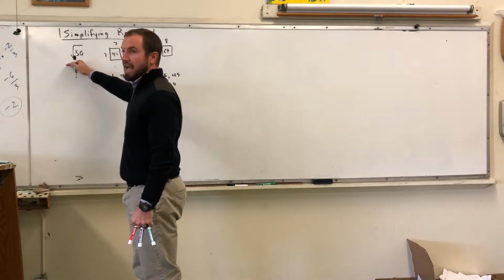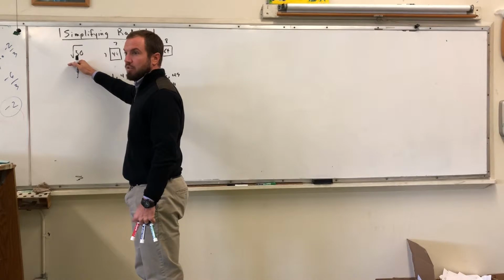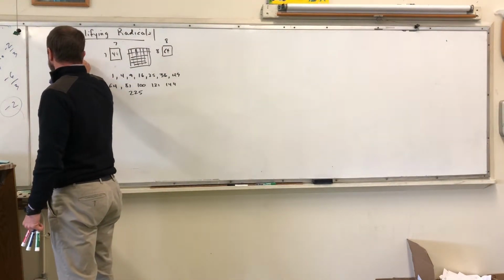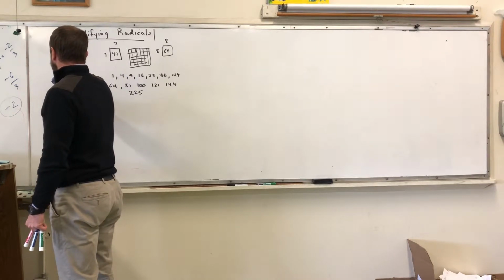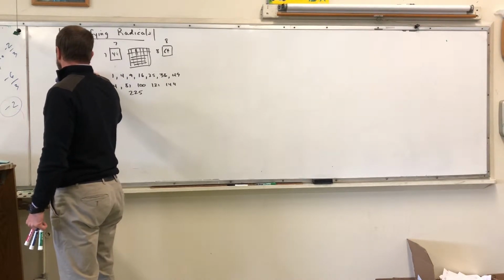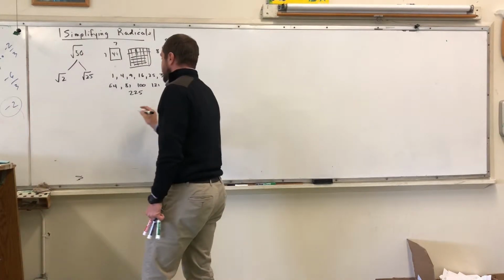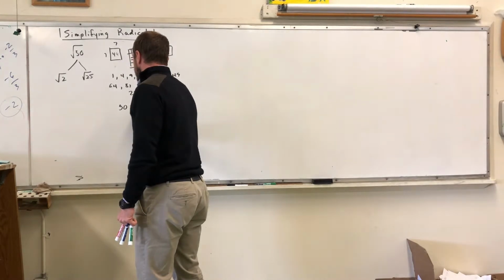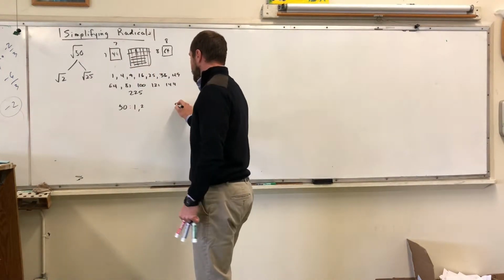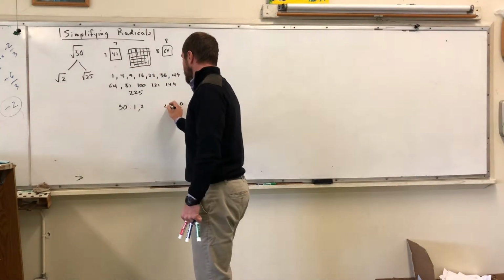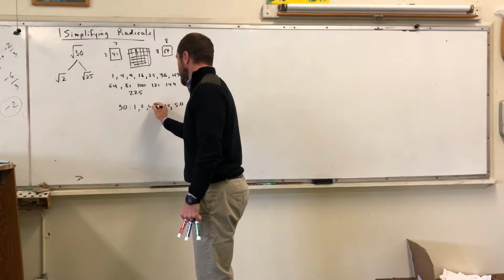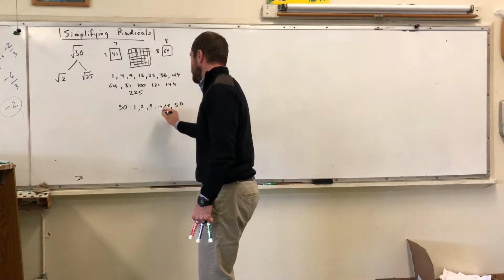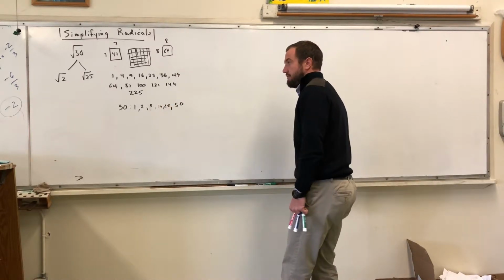So since we don't have a perfect square, we have to simplify this by using factors. Now, what's a factor? Okay, let me just look at your 2 and 25. A factor is a number that I can use to multiply and get 50, which would be 1 and 50, 2 and 25, and 5 and 10. Those are some of your factors there.